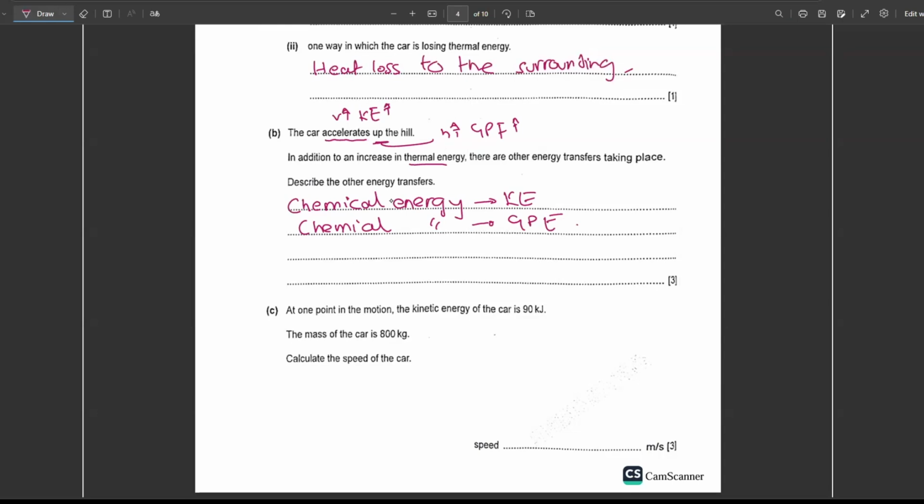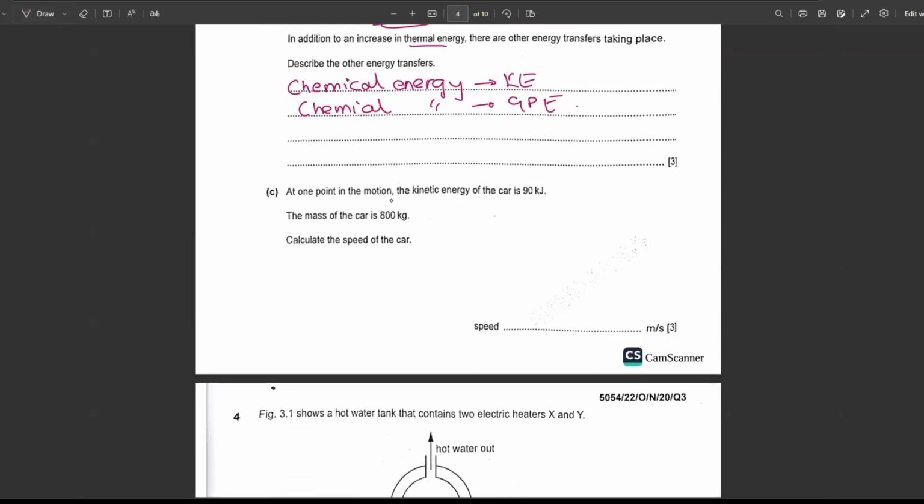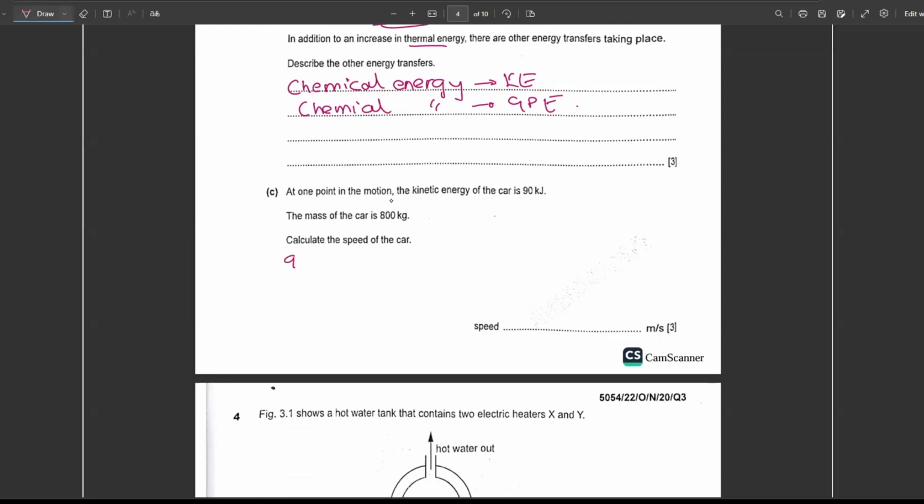And last part C. At one point in the motion, the kinetic energy is this, the mass is this. You have to calculate the speed of the car. 90 into 10 raised to the power of 3 is equal to 1 upon 2 into m into v squared. This becomes 1, this becomes 400. Can you calculate the velocity? Yes, you can surely calculate the velocity. 90 into 10 raised to the power of 3 divided by 400, taken under root. The answer of velocity comes out to be 15 m/s. Let's move on to the next one.